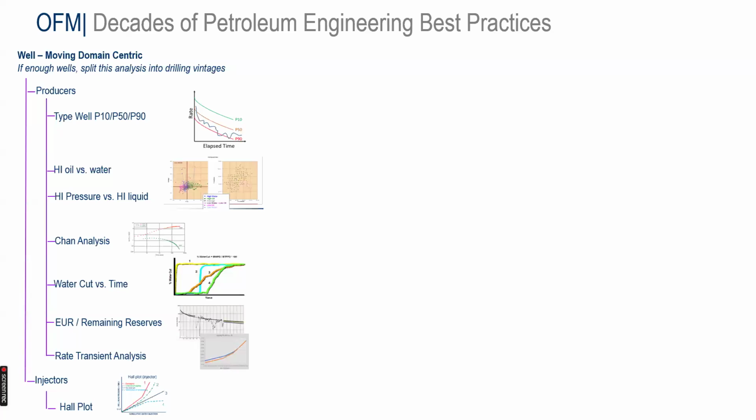And in OFM, mainly you can do well analysis, like creating a type curve, type well. You can do Hall plot, pressure versus liquid, Chan diagnostic plots. You can do water cut analysis, estimated ultimate recovery, remaining reserve, rate transient analysis, and Hall plot for injectors. This is just an example of what you can do at the well level, right? But you can do most of the analysis that you usually do on a daily basis for well level.